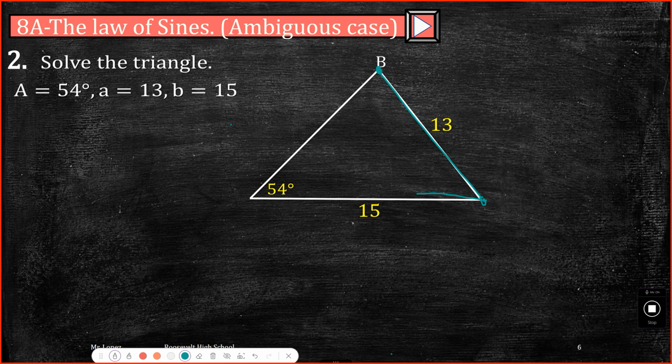Well, we can solve it as it is. Can we solve for this angle B? Yes, we can. So it's going to be what? Sine of B. Let's go ahead and solve for this angle B. Sine of B over what? Come on, people. Sine of B over 15 is going to equal what? Well, what's the only other one that we do know? Sine of 54 over 13.